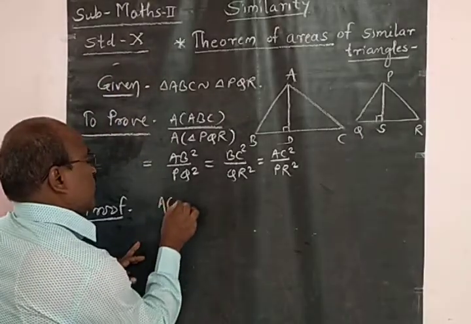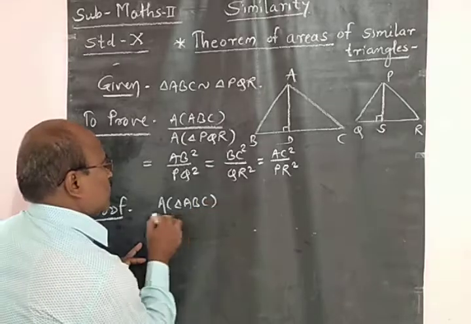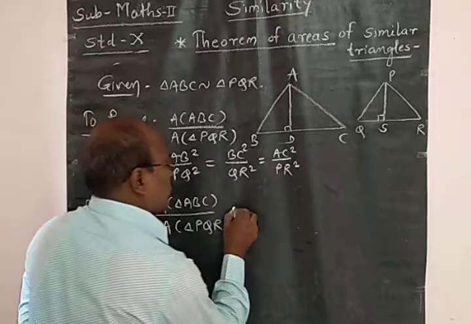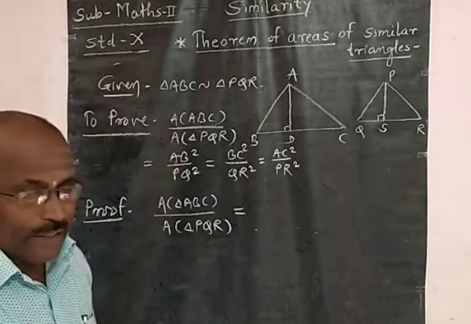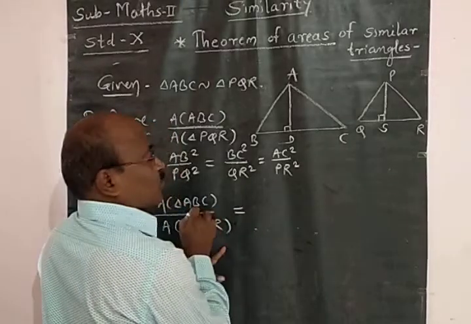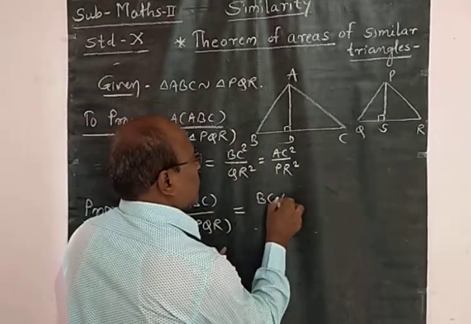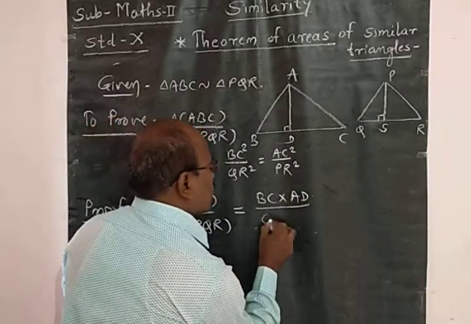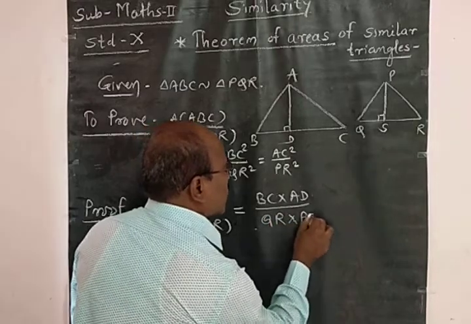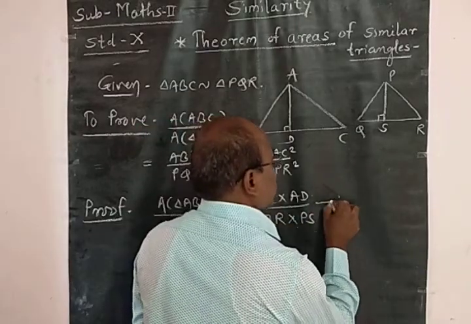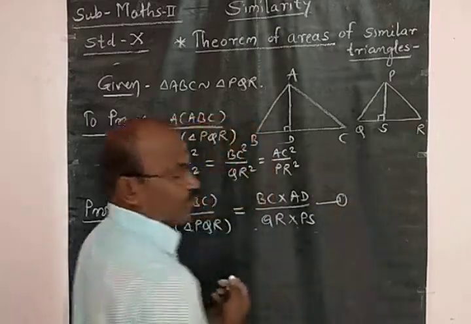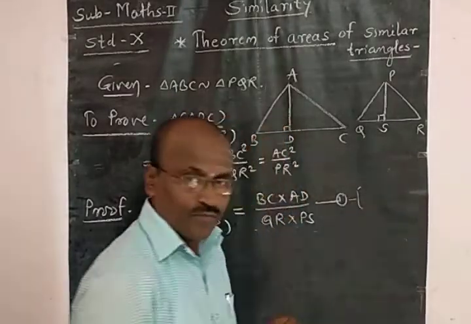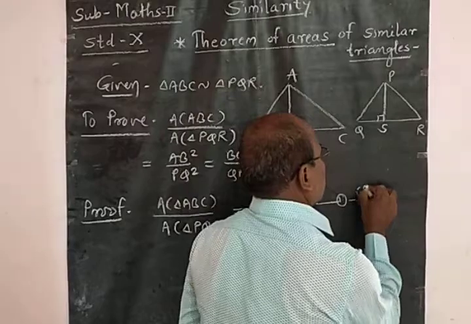So write here, area of triangle ABC divided by area of triangle PQR is equal to, by using the first property, base of triangle ABC is BC into height AD divided by base of triangle PQR is QR into height PS. Say this as statement 1. Write the reason here: the property of areas of two triangles.